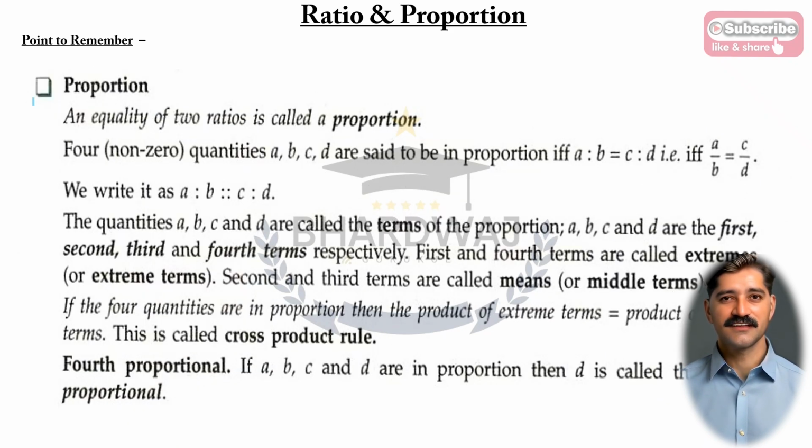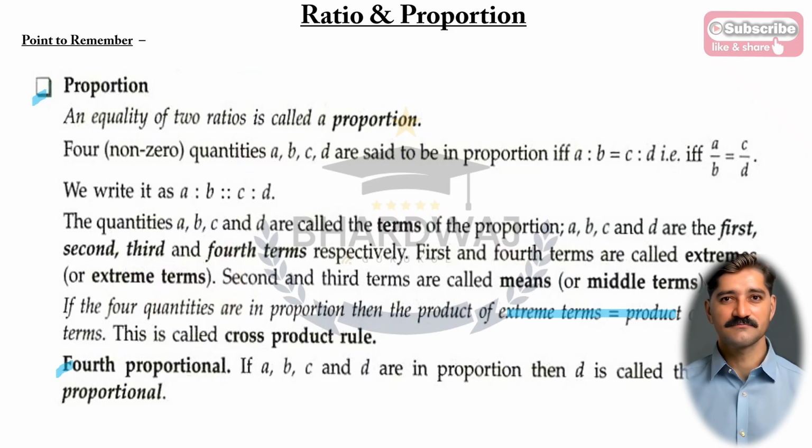Proportion. An equality of two ratios is called a proportion. Four non-zero quantities A, B, C, D are said to be in proportion if A is to B equals C is to D, that is, if A upon B equals C upon D. If the four quantities are in proportion, then the product of the extreme terms equals the product of the middle terms. This is called the cross-product rule.